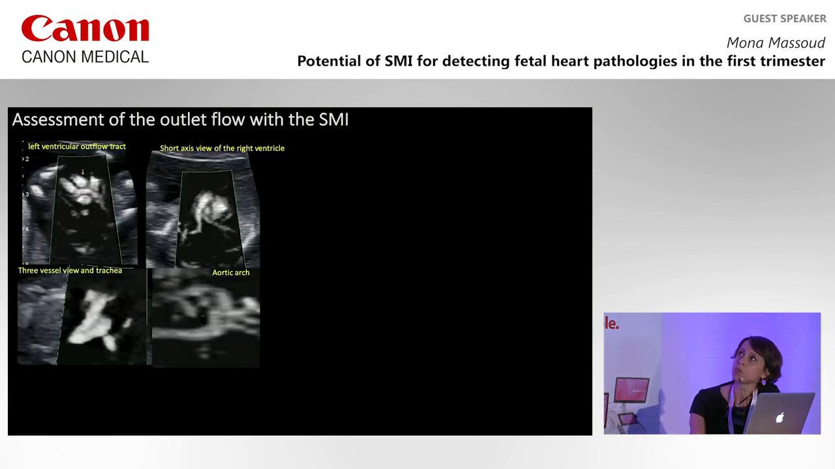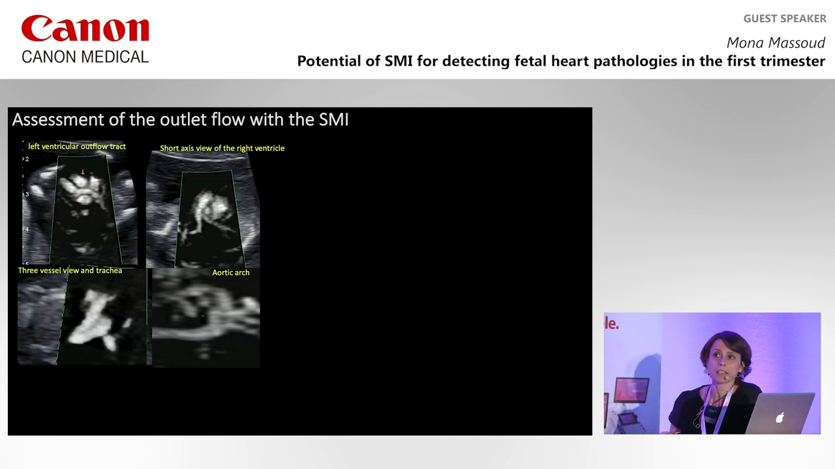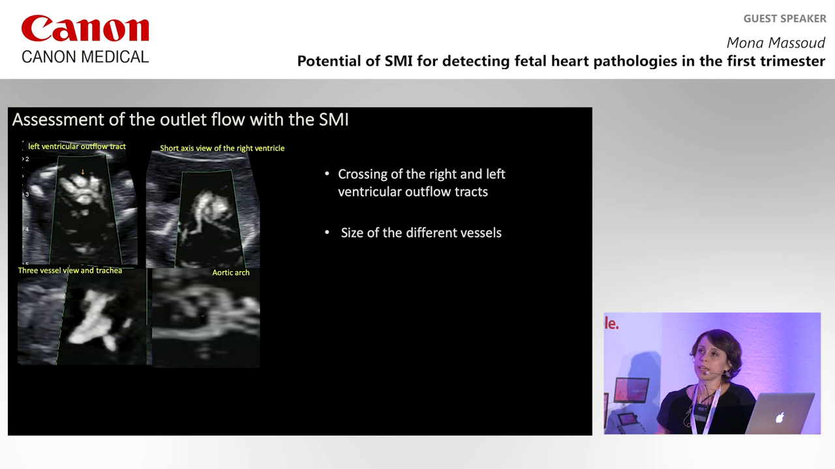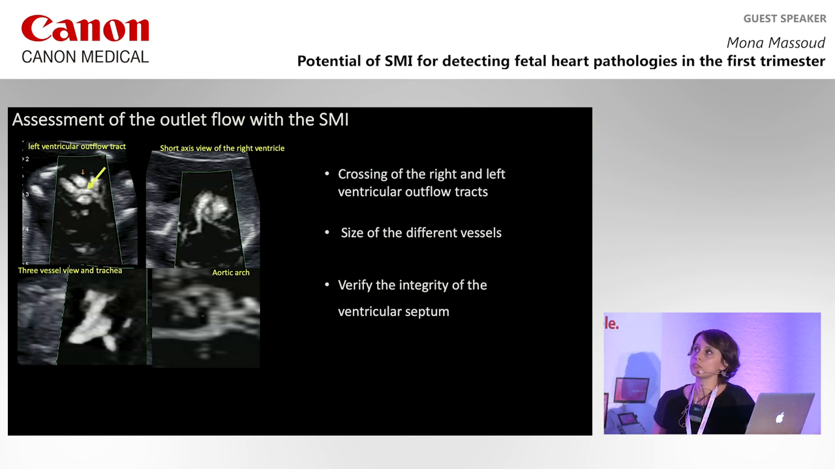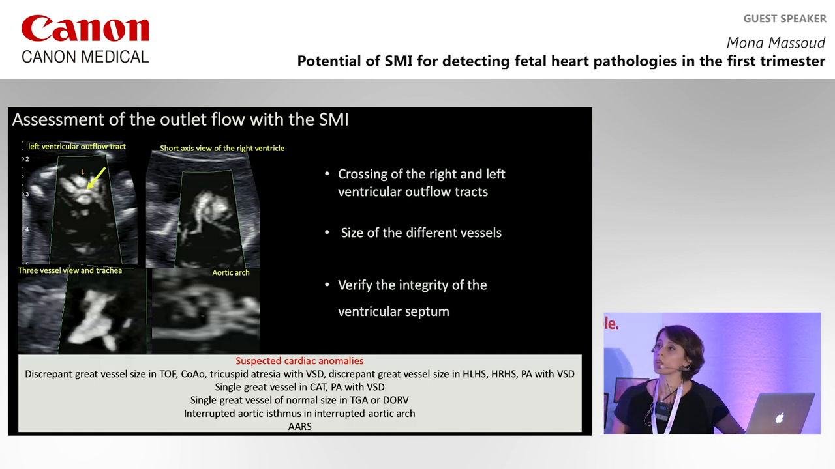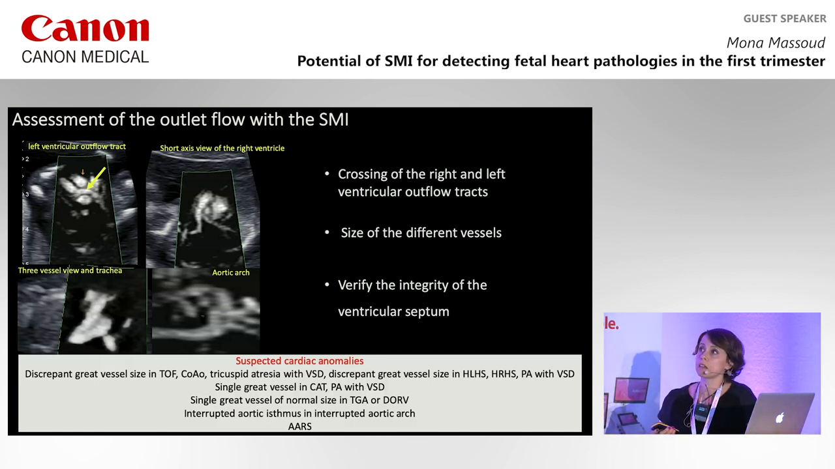The assessment of the outlet flow with the SMI, we can see, yes, the aorta and the ventricular septum very well, as in the second trimester, as Jader showed us just before. We can see the short axis view of the right ventricle at 11, 12, or 14 weeks of gestation. We can see the three vessels view, the two arches and the trachea, and the aortic arch. We can check the size of the different vessels and verify the integrity of the ventricular septum in these views. So we can suspect all these cardiac anomalies just seeing these views of the outlet flow.